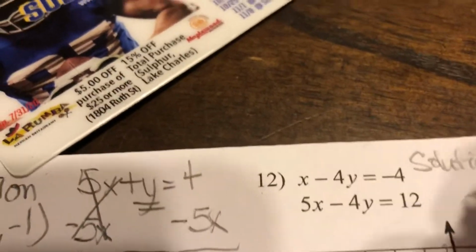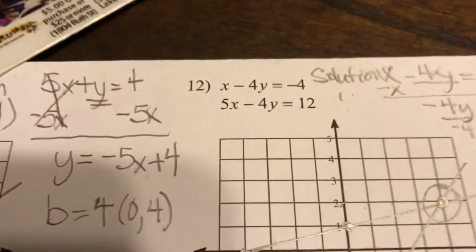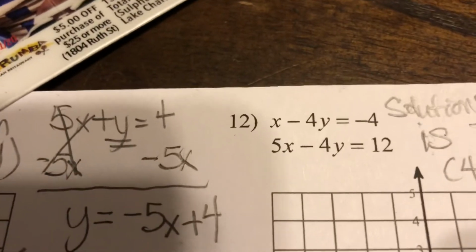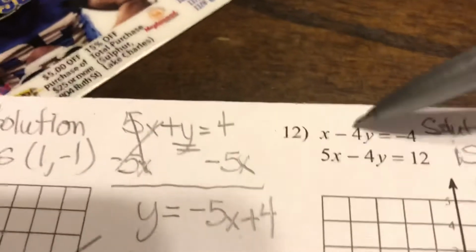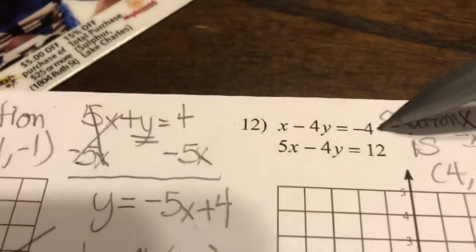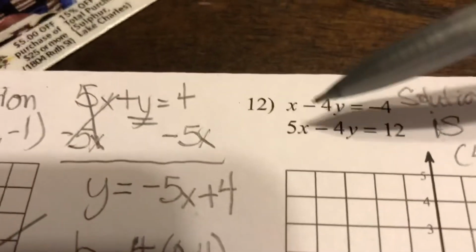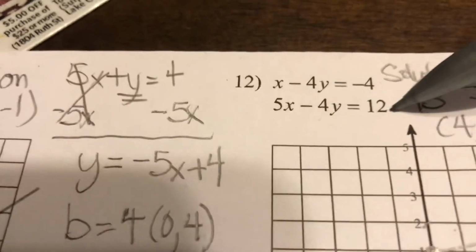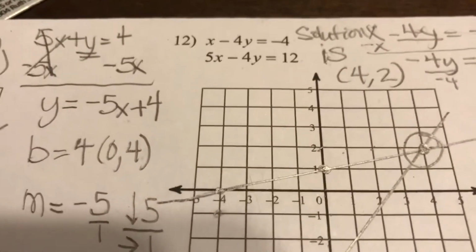Okay, so my solution is 4, 2. So if I do 4 minus 4 times 2, I'd have to do that first, so that'd be 4 minus 8. Well, if I start with 4 and I take away 8, I'm taking away more than I have, so that's a negative, and 8 minus 4 is 4, so that would be correct. 5 times 4 is 20, minus 4 times 2 is 8. 20 minus 8 is 12, so it works, so my solution is correct.